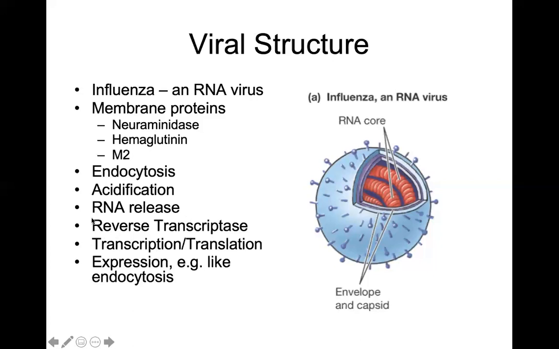That's not true. Reverse transcriptases are found in viruses like HIV, which actually convert their RNA back to DNA. But influenza doesn't have a DNA intermediate, and so it's actually called an RNA-dependent RNA polymerase, or RDRP.